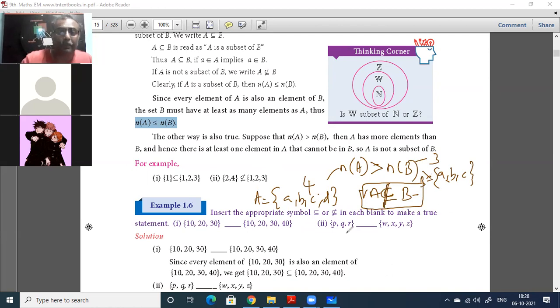These are all simple logical things. No big deal, simple logical things.